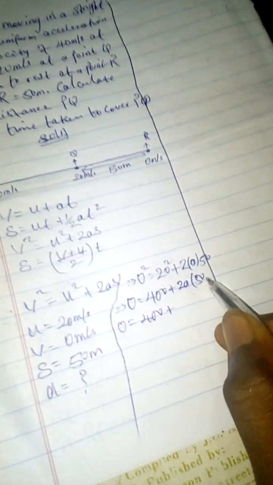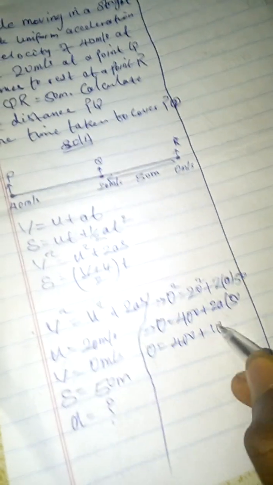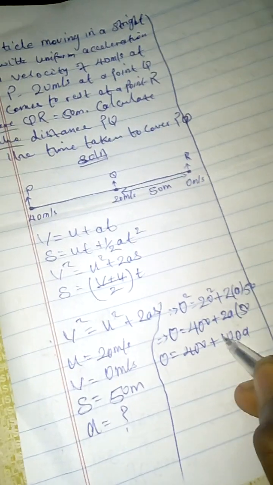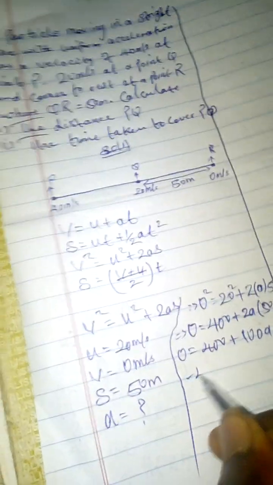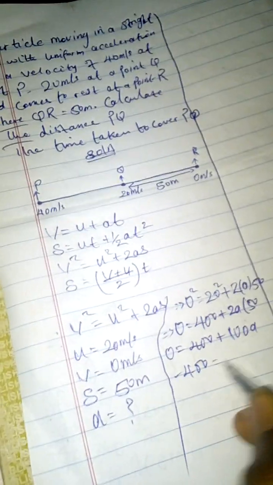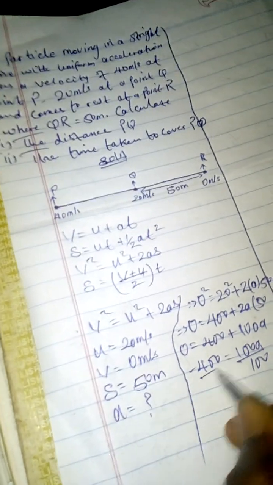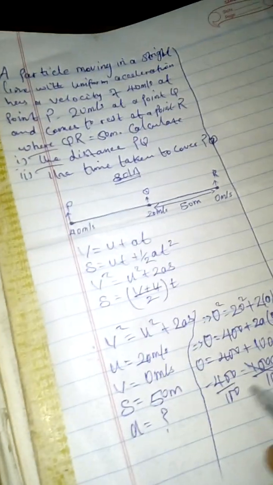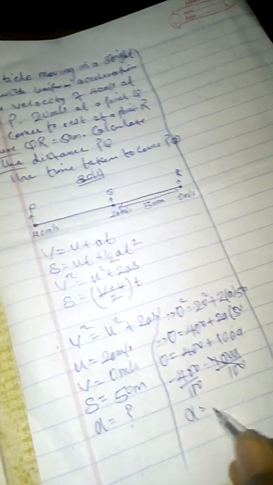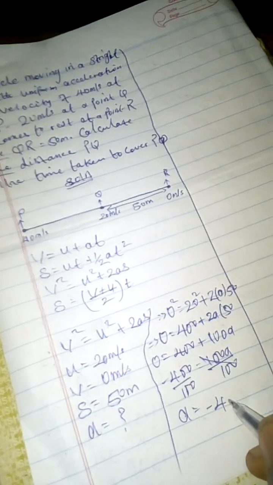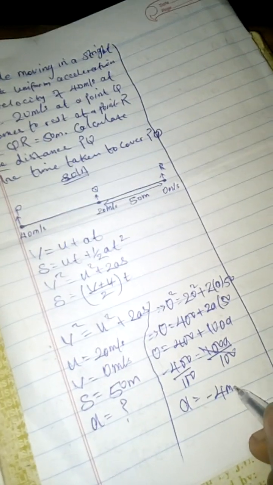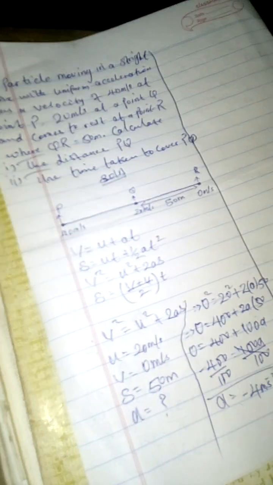So 0 is now equal to 400 plus, 2 times 50 is 100A. So by taking this one across the equal to sign, it becomes minus 400 is equal to 100A. So divide here by 100, divide here by 100. So this will cancel. A is equal to minus 4 meters per second square. So this is our acceleration.